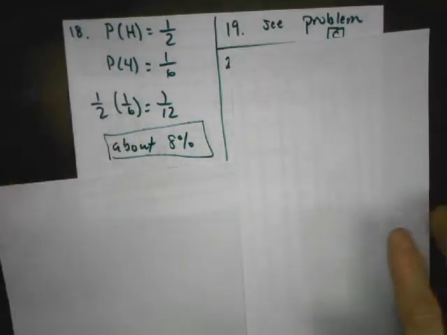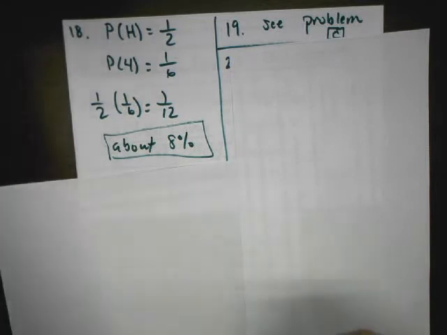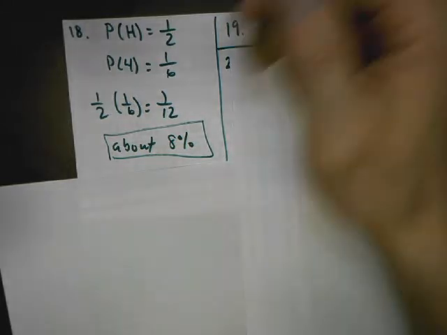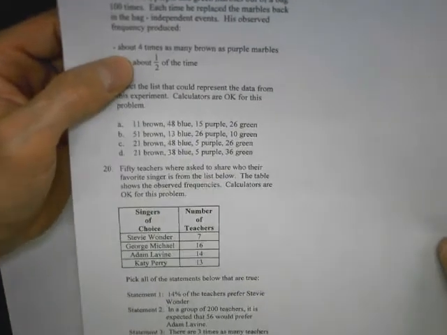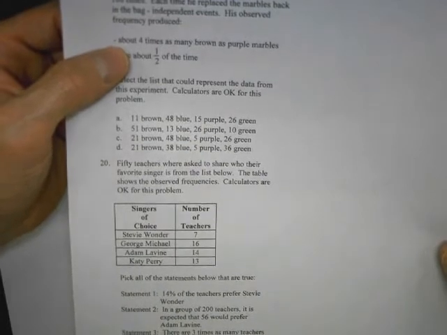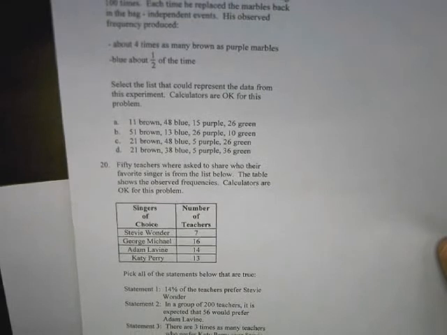Number 19. So 19 says this. Jack performed an experiment where he picked brown, blue, purple, and green 100 times. So we've got to pick from the list down here what matches his results. About 4 times as many brown as purple marbles. That was his observed frequency: 4 times as many brown as purple.